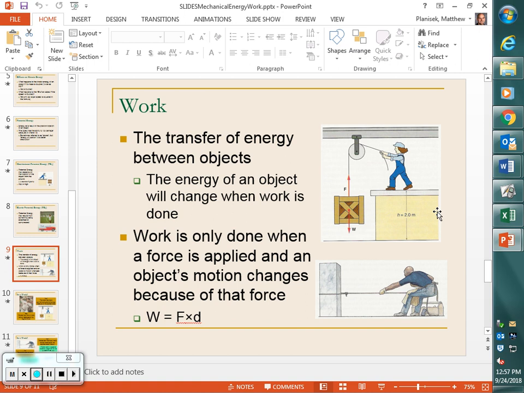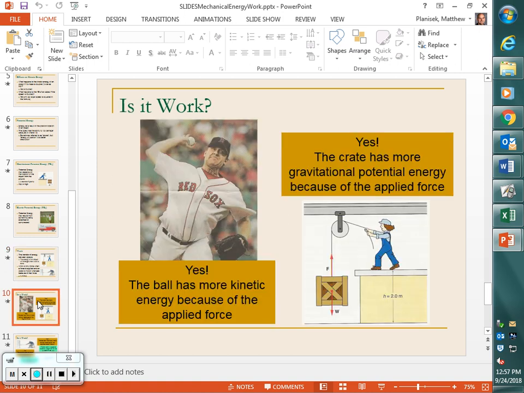We went through several scenarios on Friday, and we talked about, is this a situation where work is done? And we talked about it from two standpoints. We can identify if work is done in two ways. What can we look for to determine if work is done in a situation? Abby, what's one thing we look for? Okay. What does work do to the energy? Work changes the energy, okay?